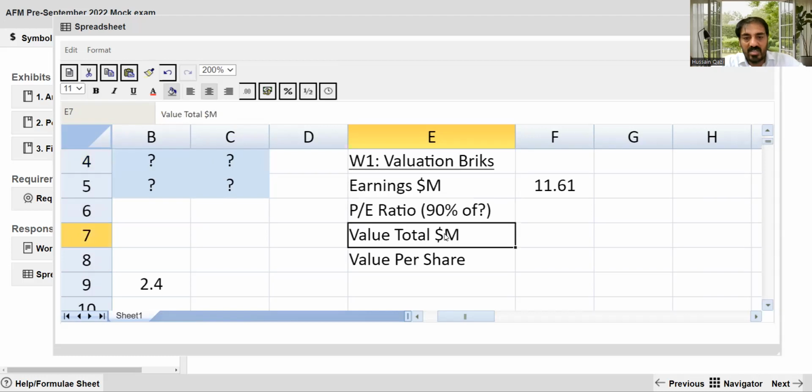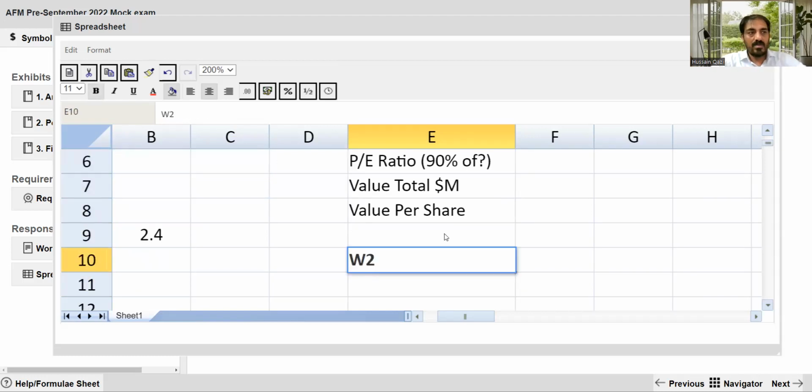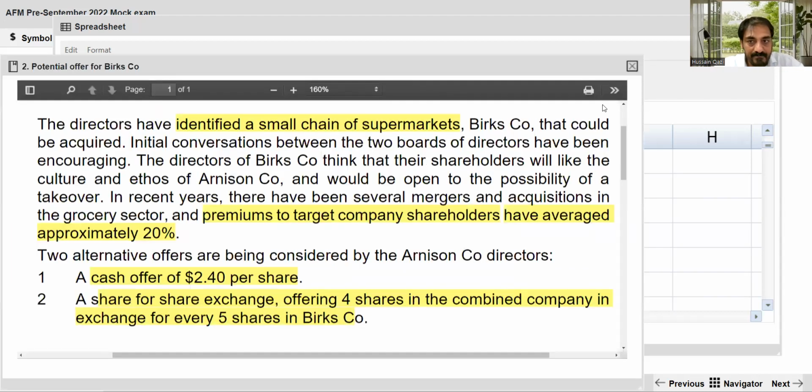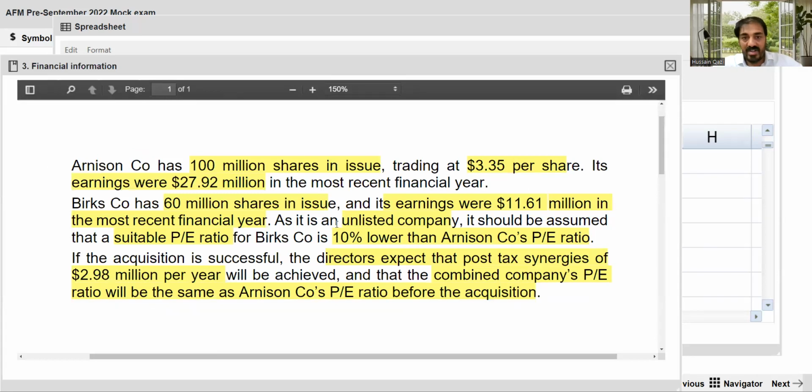Now come on. So for this, we need to work out the PE ratio of Anderson. So one by one, what are the details of Anderson? What are the details of Anderson here? Anderson details are there. Market value per share 3.35 per share. Earnings total 27.92. So PE ratio, that's market value divided by earnings per share. We can calculate the earnings per share.